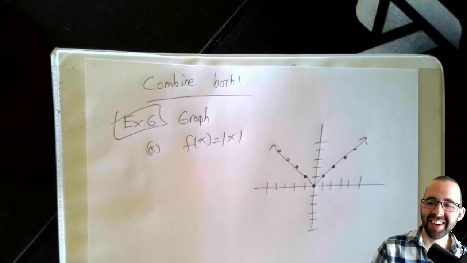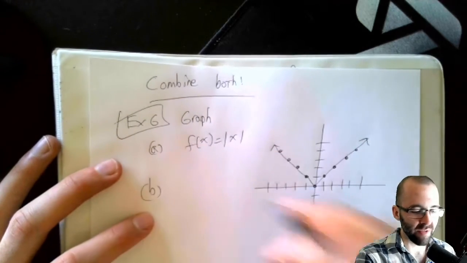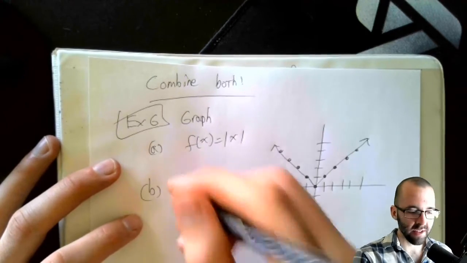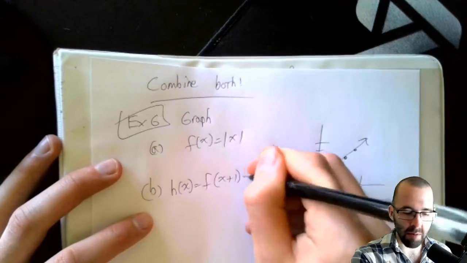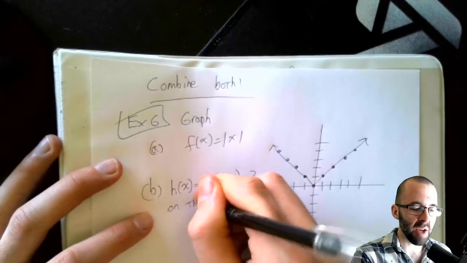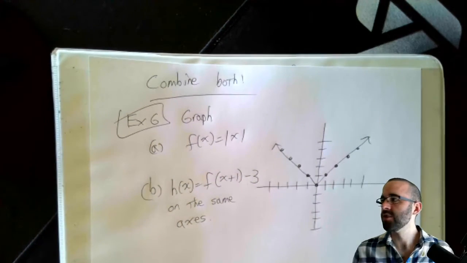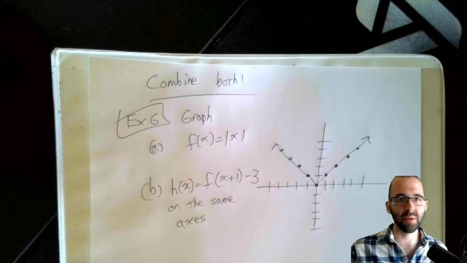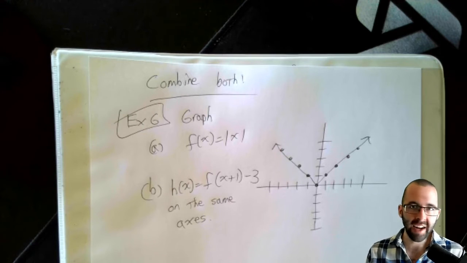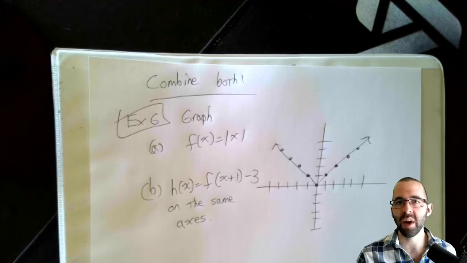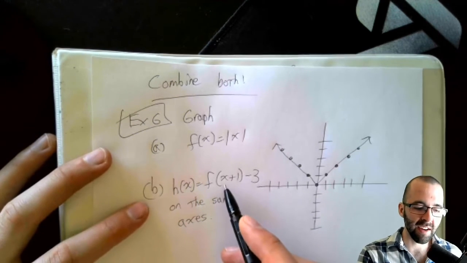So that wasn't too bad, right? But now we're going to do part B, of course. Part B says graph h of x, which is f of x plus 1 minus 3 on the same axes. So every time you're doing function transformations, you need to identify and write down what the transformations are before you even try to attempt the problem. Okay? So we need to figure out what's going on here.